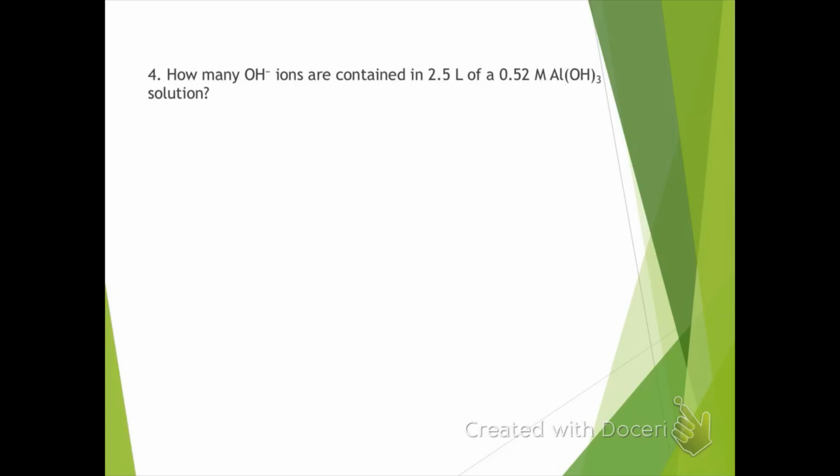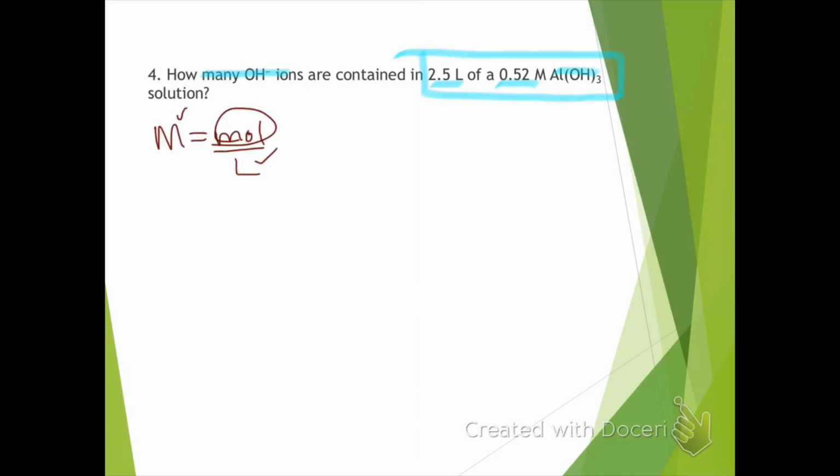So on number 4 here, we want to know how many hydroxide ions are contained in 2.5 liters of a 0.52 molar aluminum hydroxide solution. Well, if I'm looking for how many particles or how many OH minus ions, I'm going to need to figure out how many moles of OH minus ions. Well, right now, with my volume and molarity here, I can find moles of aluminum hydroxide. Our molarity equation is moles over liters. I have molarity, I have liters, so I can solve for moles. That's just going to be some simple cross multiplication here.